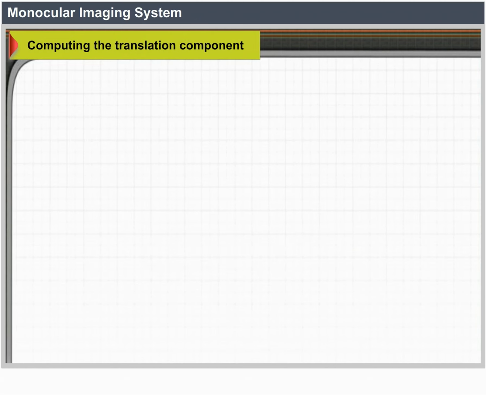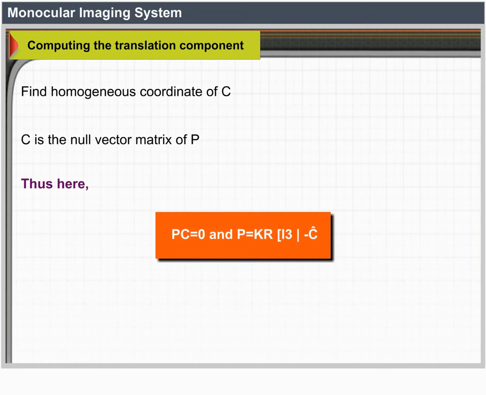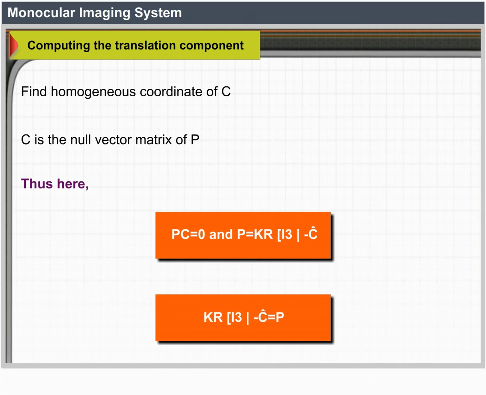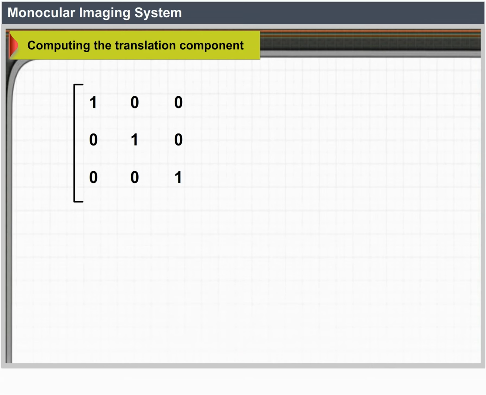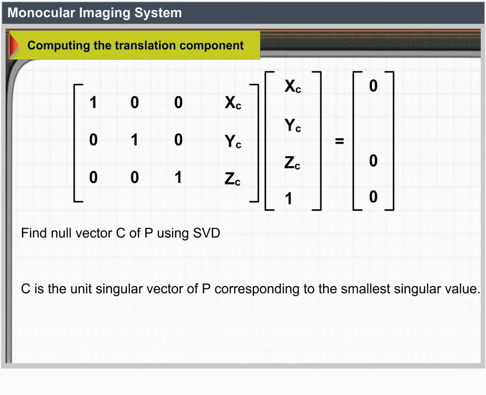Computing the translation component. Find the homogeneous coordinates of C. C is the null vector of P. Thus here, PC equals 0 and P equals KR times the matrix [I3 | minus C tilde]. KR times [I3 | minus C tilde] equals P. Please refer to the matrix shown on screen. Find the null vector C of P using SVD. C is the unit singular vector of P corresponding to the smallest singular value.